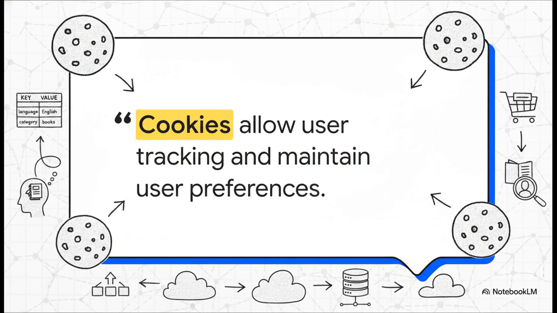Like if you buy a sci-fi book online, a cookie remembers that preference and suggests similar books the next time you visit. It's incredibly convenient because it removes the need for massive data storage on the web server itself. But it also means a highly detailed profile of your browsing behavior is constantly being compiled.